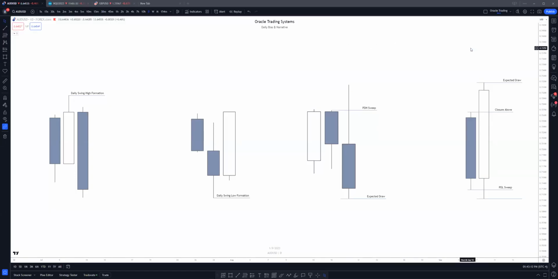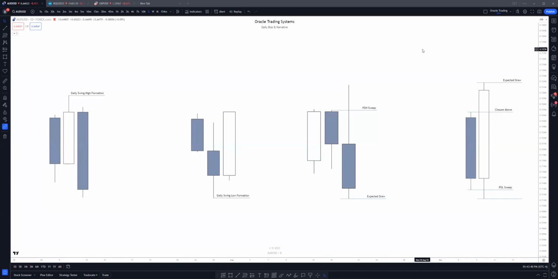Everybody. This session will be all about daily bias, how we form it using narrative, strictly on the daily and weekly timeframes, using FVGs and liquidity, as well as using previous daily and weekly highs and lows, and old weekly and daily swing highs and swing lows.